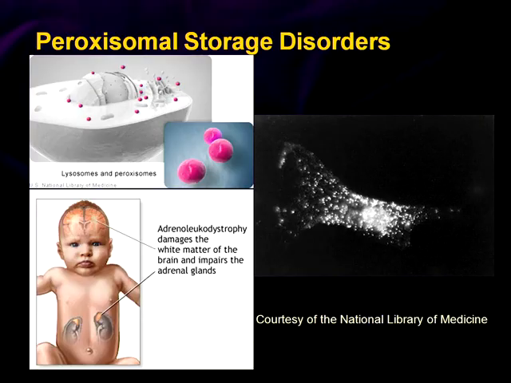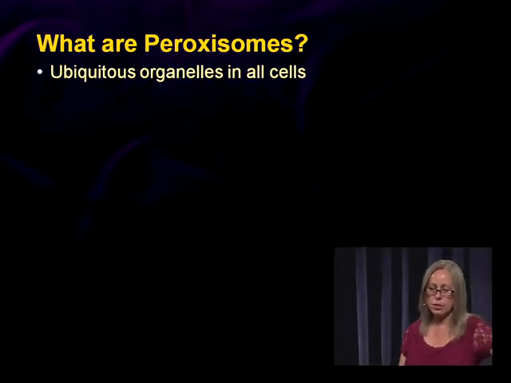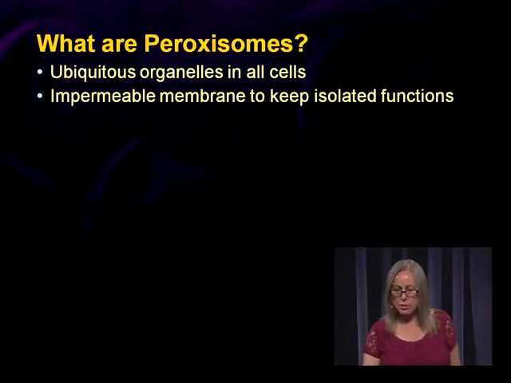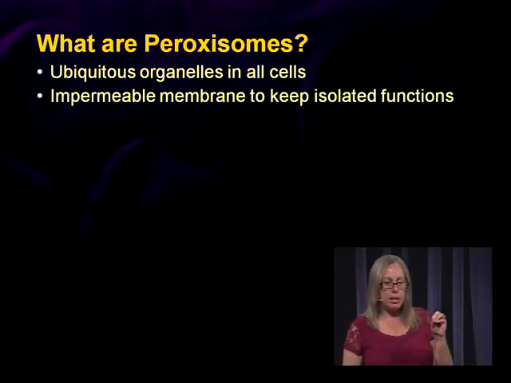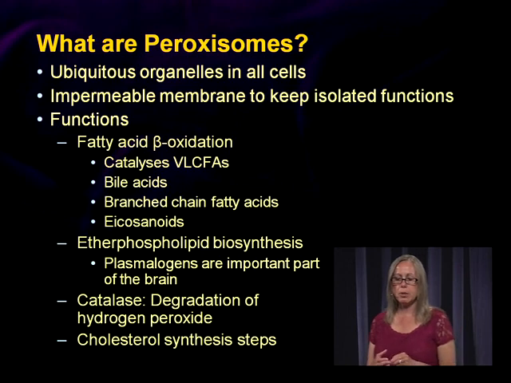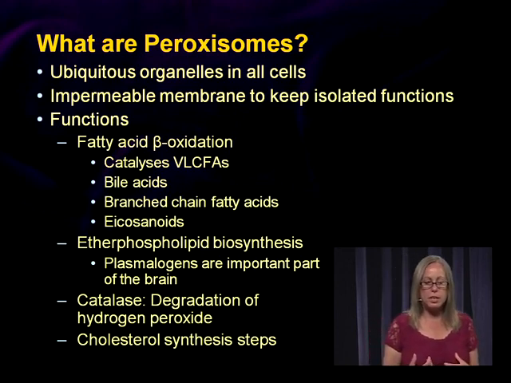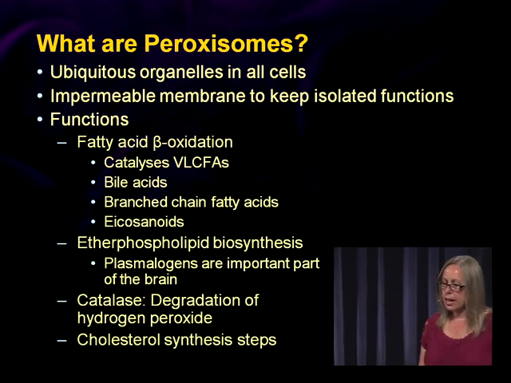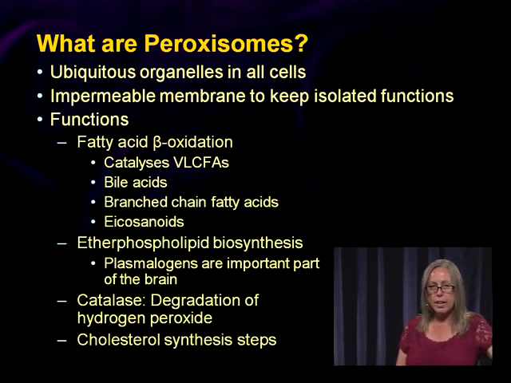All right, peroxisomal storage disorders. What are the peroxisomes? They're little organelles in all of our cells that help to break down compounds, and they have an impermeable membrane to keep their functions isolated. They are important in fatty acid beta oxidation and catalyze the breakdown of very long-chain fatty acids, bile acids, branched-chain fatty acids, and eicosanoids. They are also important in ether phospholipid biosynthesis, also known as plasmalogens, and they're an important part of brain development. Catalase, which is the degradation of hydrogen peroxide, is where they get their name, peroxisomes, and then they're also important in some steps in cholesterol synthesis.